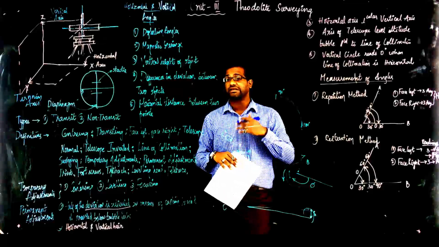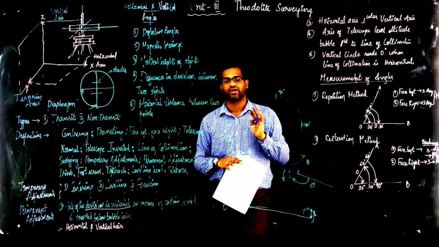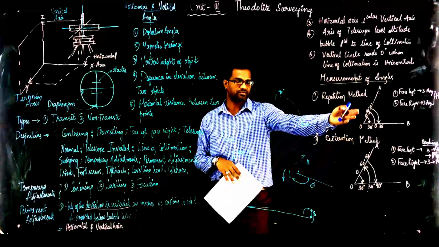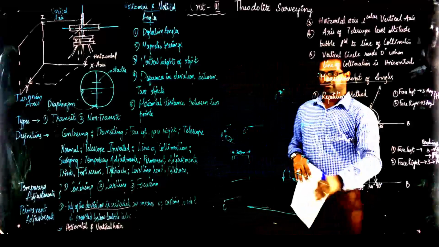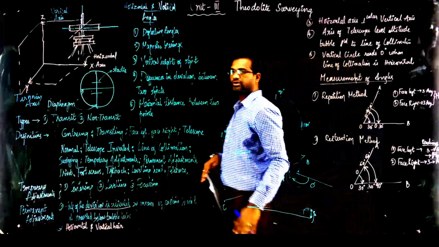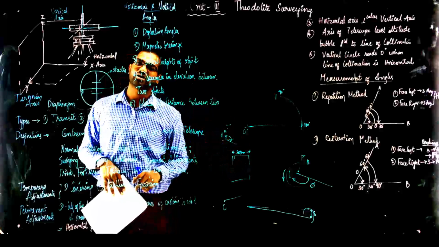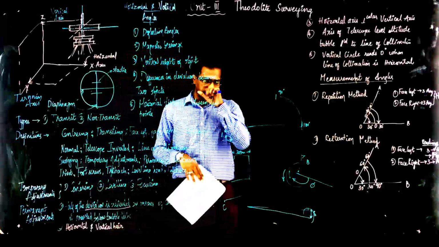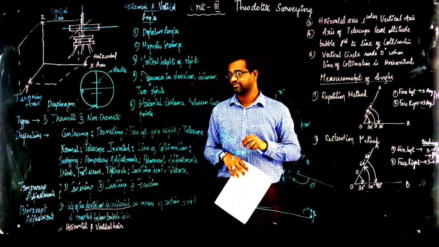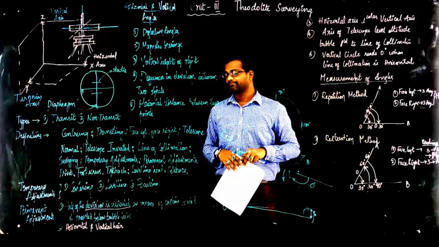Temporary adjustments are the adjustments which are done for the instrument before taking readings. If you happen to calculate the angle ABC, whatever I have mentioned here, before doing this, whatever adjustments you are doing are called temporary adjustments. So what are permanent adjustments?